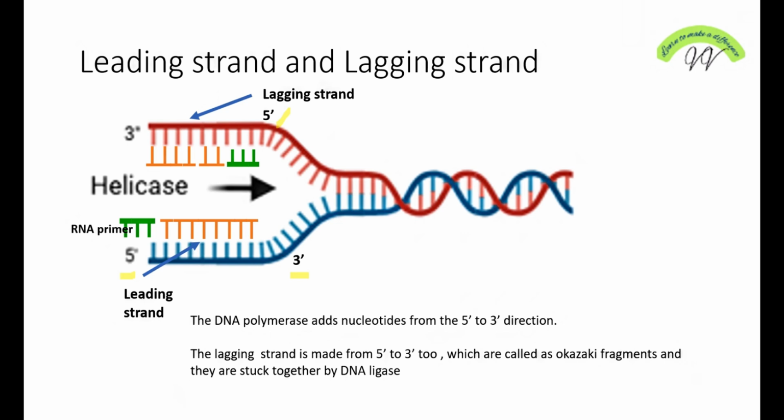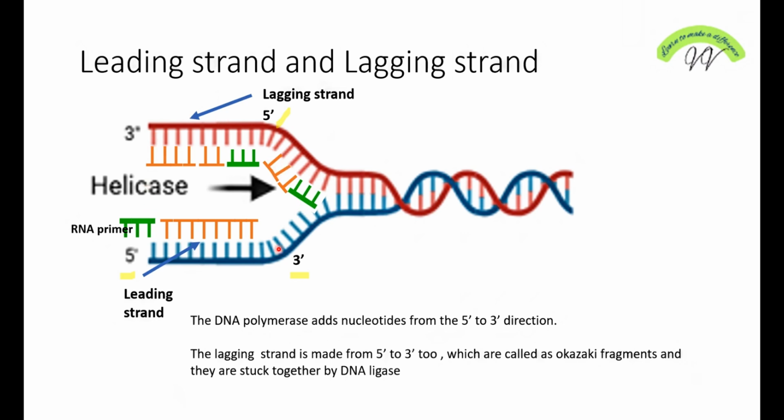Similarly, again, when this area of the replication fork unwinds, this becomes a 5' and this becomes a 3' end. It starts with an RNA primer over here, followed by addition of nucleotides. Ignore this animation, this doesn't count. First an RNA primer is added, followed by addition of nucleotides.